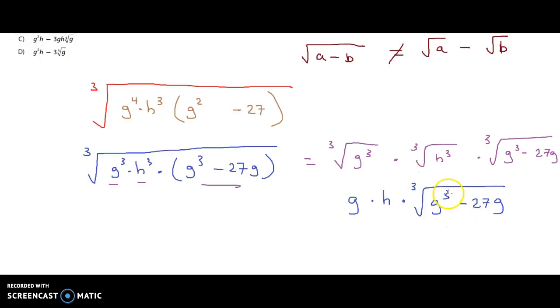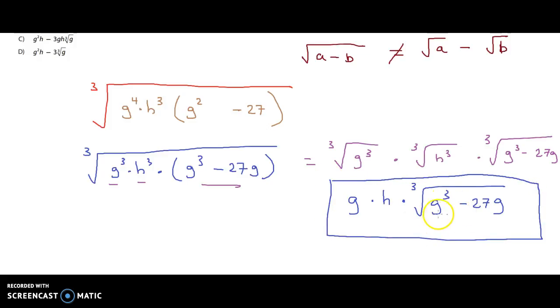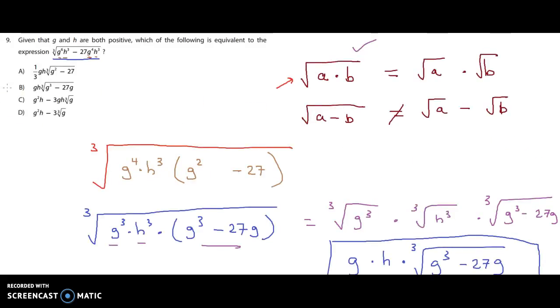And again, I know this can be confusing to people because you're looking at, well, I've got g cubed here, and I'm supposed to find the cube root, so wouldn't that just be g? No, it would not. Because you don't just have g cubed, you have g cubed minus 27g, and you can't factor out g to the 3rd from both of those terms. So you just have to leave it, and that would be our answer: g times h times the cube root of g cubed minus 27g. So it looks like that is answer choice B.